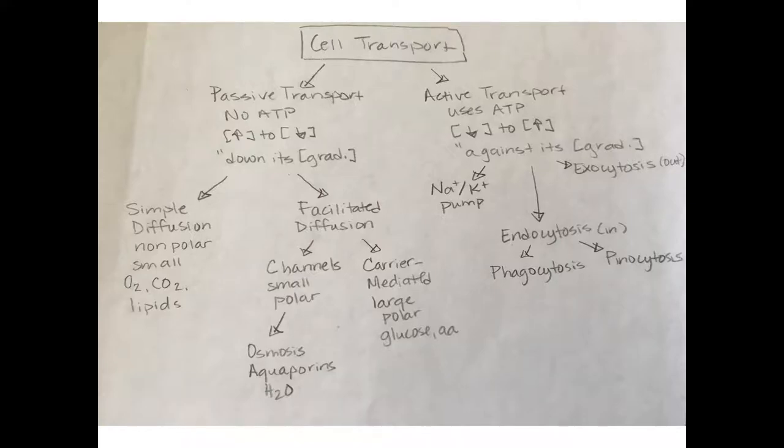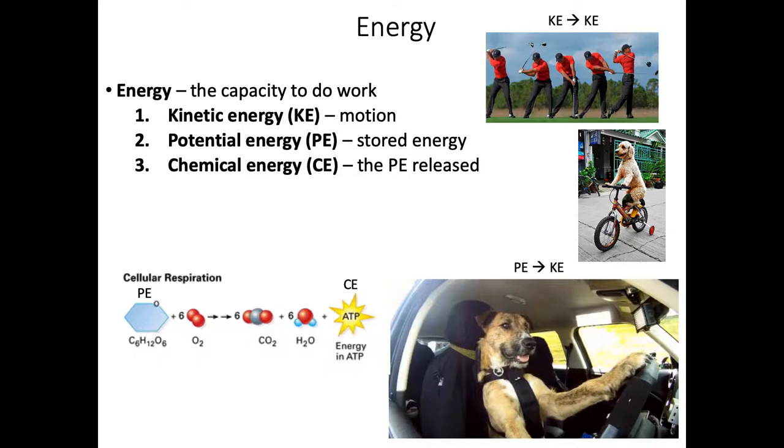out of the cell. Okay, so in this class, we're going to talk a little bit about physics. Not too much, just a little bit. One definition that's important to know is energy. Energy is the capacity to do any type of work. If you have energy, you can do things. And there are three types of energy.